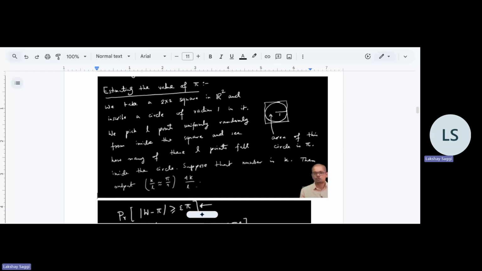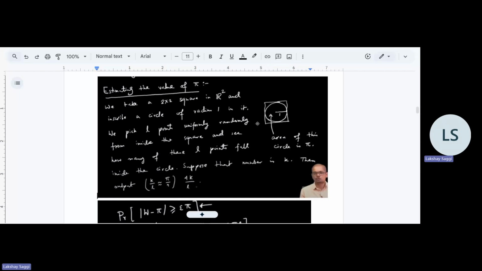Now let's say I take any point randomly inside the square. What's the area of this square? The area of the square will be 2 times 2, which is 4, because the side length of the square is 2, and 2 squared is 4. So this square has an area of 4.